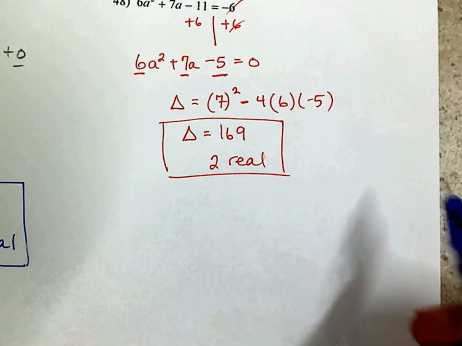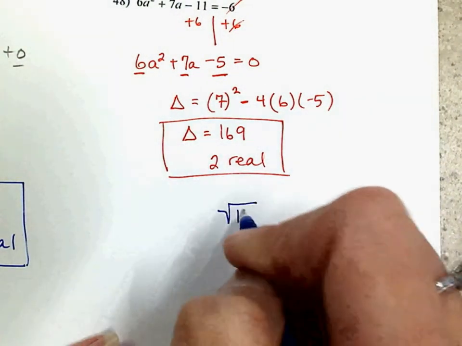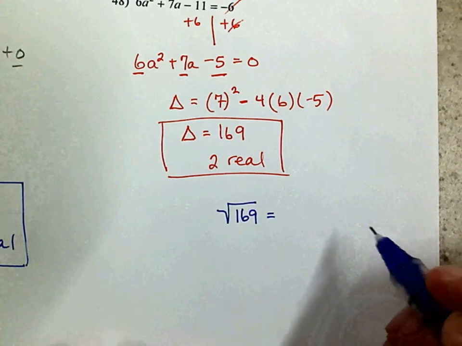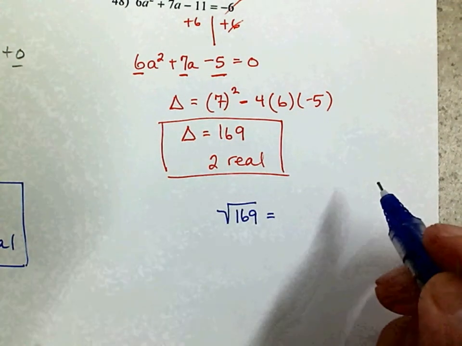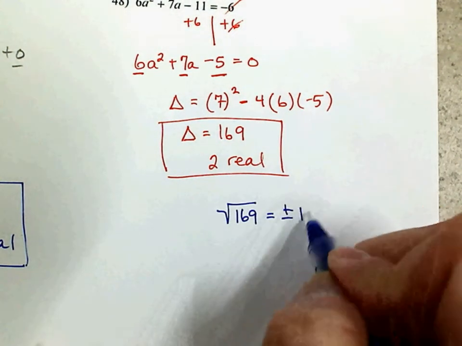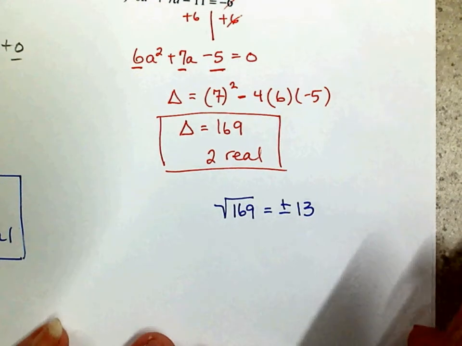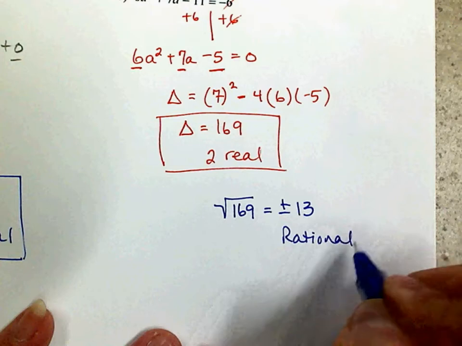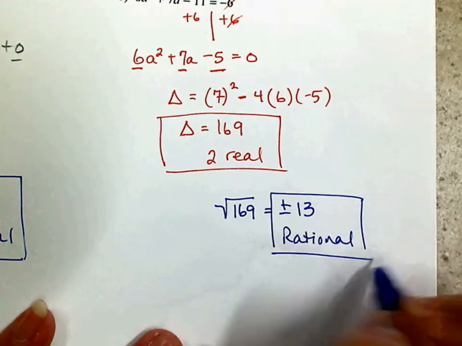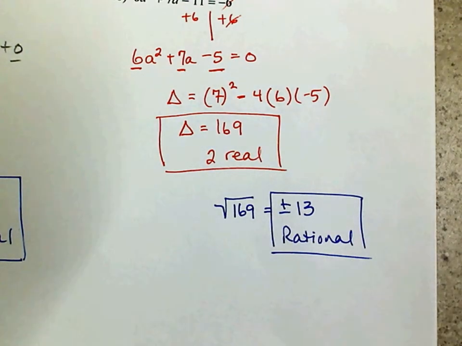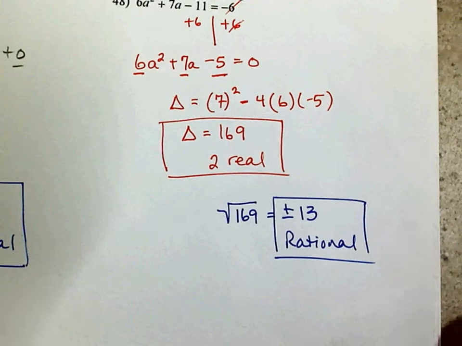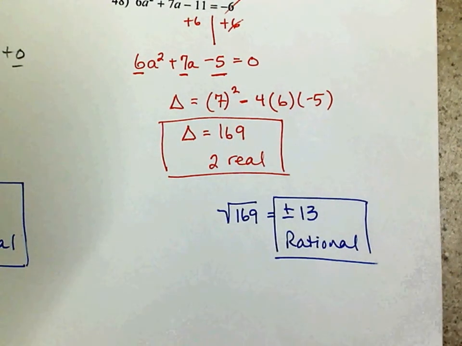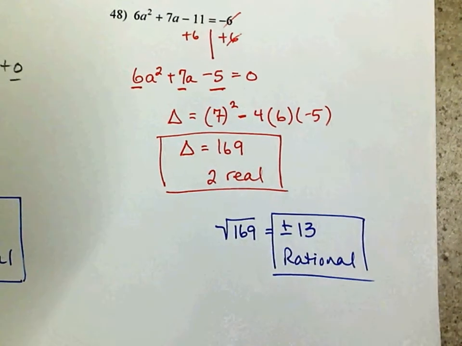All right. Now, what's the square root of 169? 13. So plus or minus 13. What kind of answer is that? Rational. Good. You guys are doing so good. Okay. Any questions so far? No? You guys are good? All right. You got it? Any question? No? Okay, let's go to number 49.